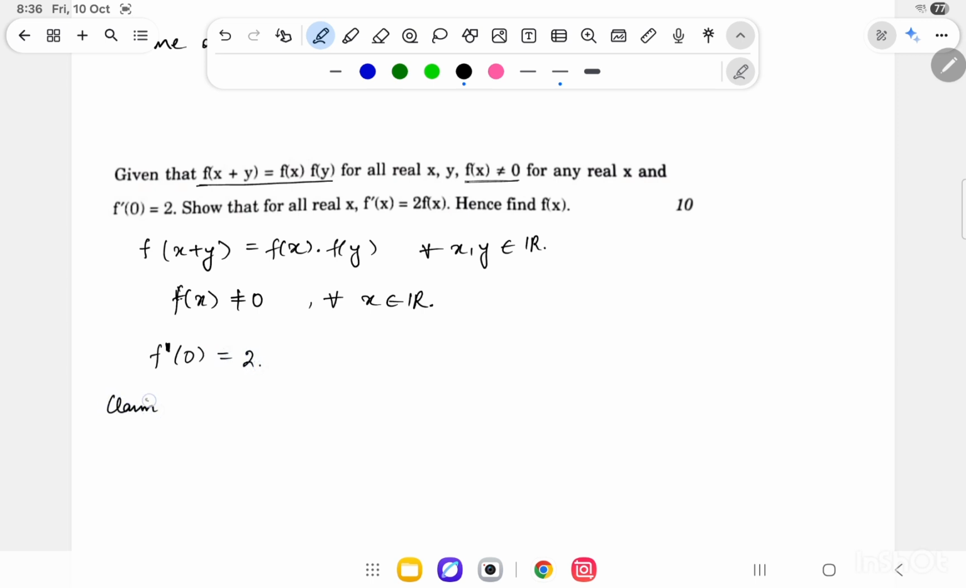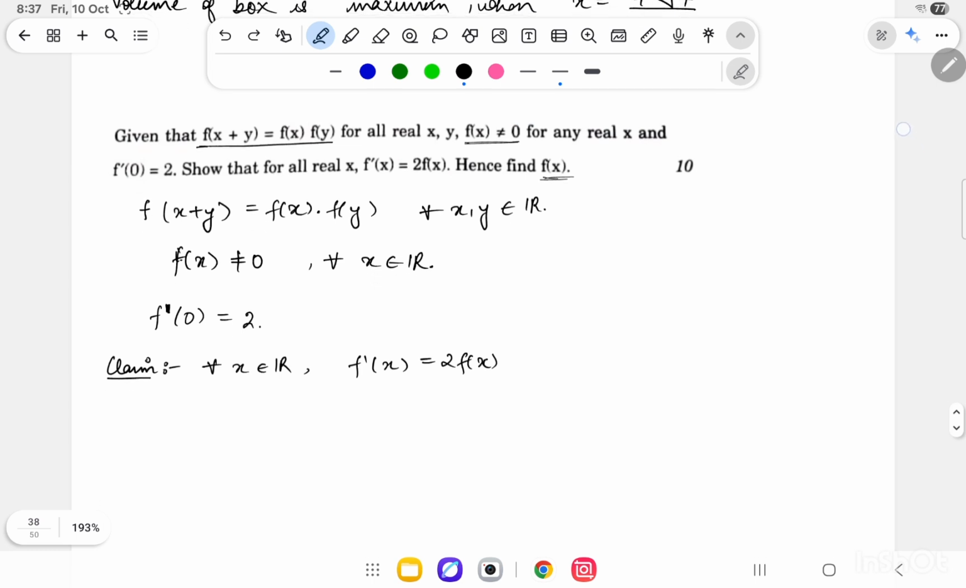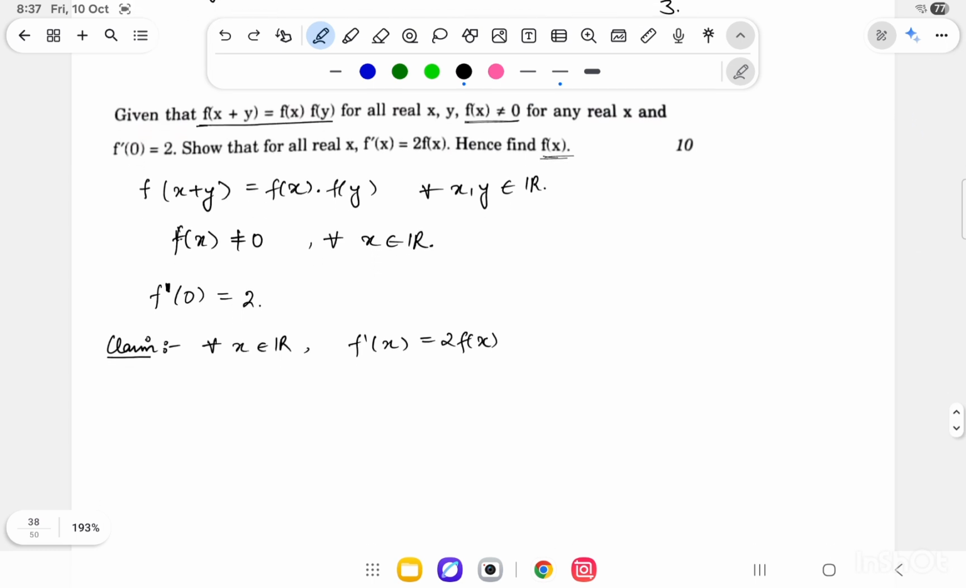So our claim, that is, we need to show that for all x belonging to real numbers, f'(x) = 2f(x). This we are supposed to prove, and we are also supposed to find the function f(x) later on. And this question is a repeated question, it's asked twice. This is the third time it's being asked in this examination. It was earlier asked somewhere around 2008 or 2009. So let's move on to see this question.